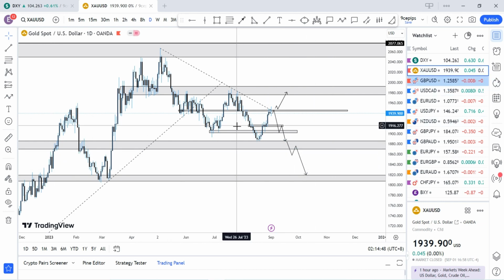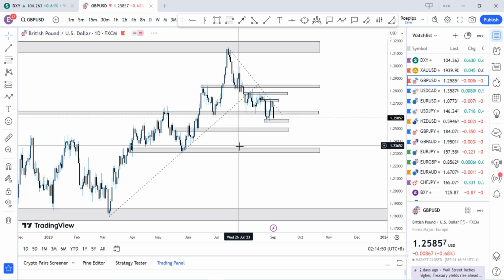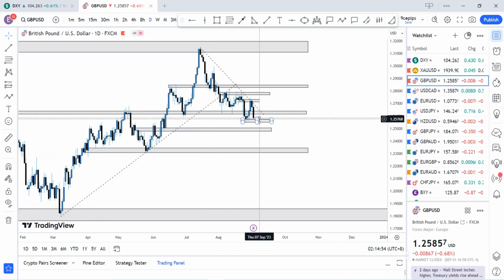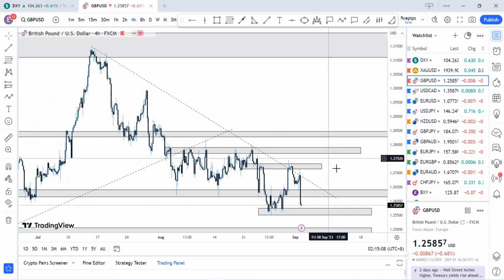Same thing here on pound USD. On pound USD, the analysis is kind of similar. We have a downtrend touch one more time, upward trend line broken, retested. We had a good double top here, pulled to the downside, created a low. Now we had a lower high created, anticipating price to continue to the downside.